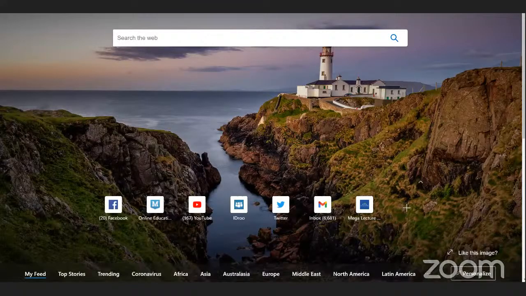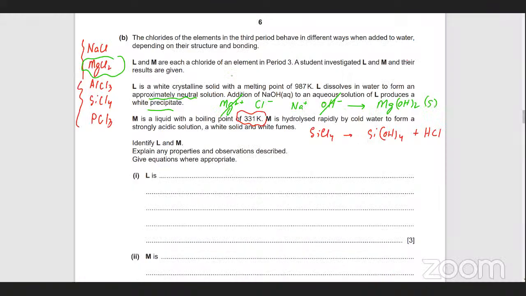Okay, what about AlCl3? And what about PCl3? It also reacts, and hydrolyzes. PCl3 forms two acids. It doesn't form a solid precipitate. It forms phosphorous acid and hydrochloric acid. It only forms acids. No precipitate is formed in that case. The reactions of these two are very similar.